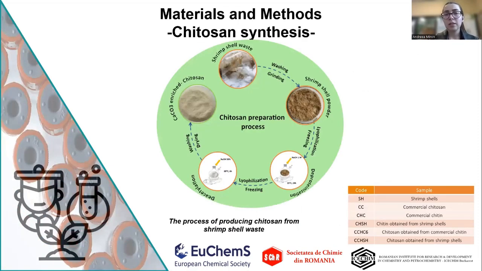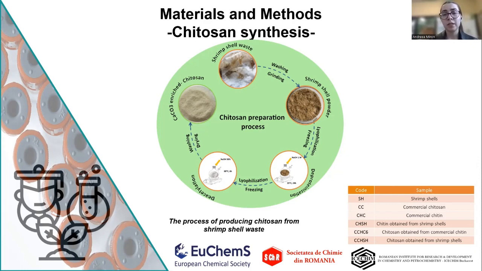The chitosan synthesis is easy. We start with shrimp shell waste. They are washed and ground. After that it results in a powder. The powder is frozen and lyophilized. And the next step to obtain chitin is the deproteinization of the shell, with a low concentration of sodium hydroxide solution for 24 hours at 25 degrees Celsius. The next step is washing, freezing and lyophilization.